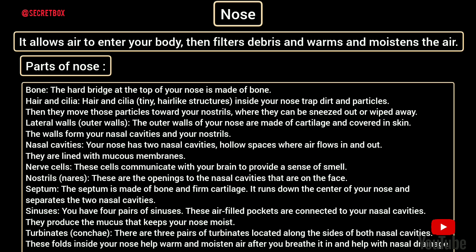Lateral walls, the outer walls. The outer walls of your nose are made of cartilage and covered in skin. The walls form your nasal cavities and your nostrils.